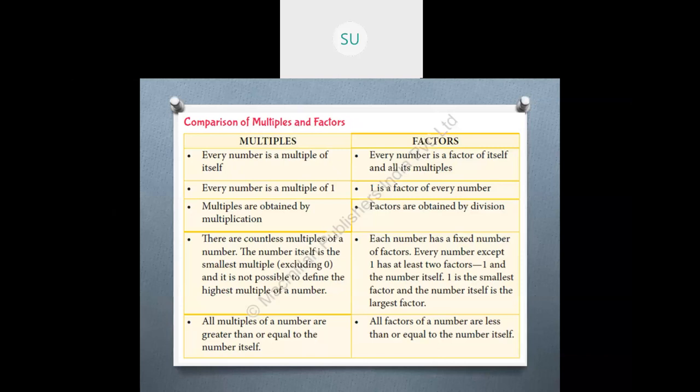Then multiples are obtained by multiplication. Factors are obtained by division. So there are countless multiples of a number, but there is a fixed number of factors for any given number. All multiples of a number are greater than or equal to the number itself, but all factors of a number are less than or equal to the number itself. So these are a few differences between multiples and factors.